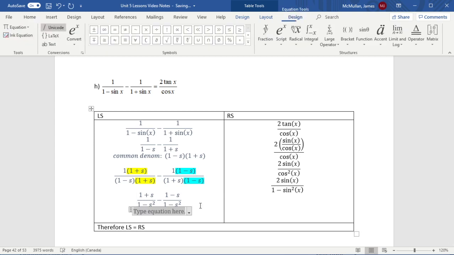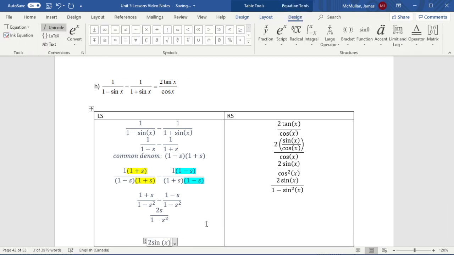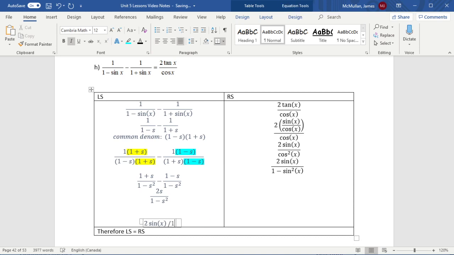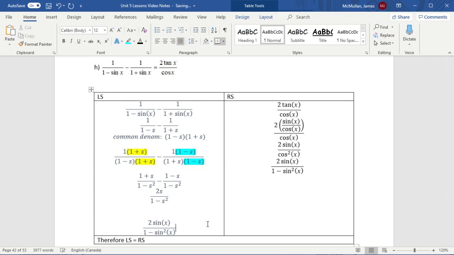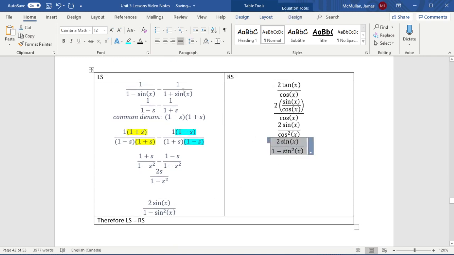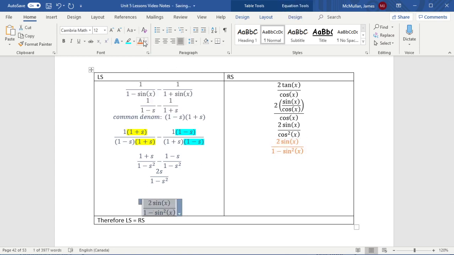Okay? 1 take away 1 is 0. S take away negative s is 2s. And on the bottom, I have 1 minus s squared. Now, what was s again? S was sine x. So I have 2 sine x on the top and 1 minus sine squared x on the bottom, which is what I got on the other side. That one's quite a bit harder, right? You start to see how skills you learned earlier in the course come back in this unit in this way.